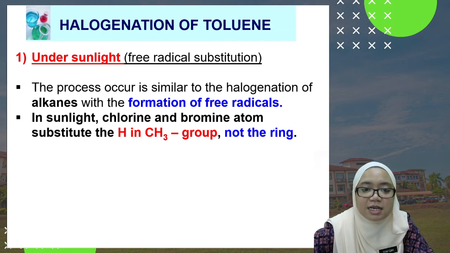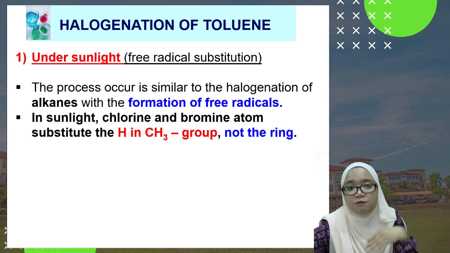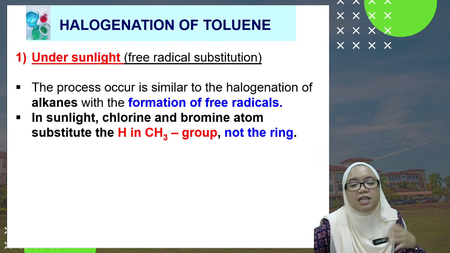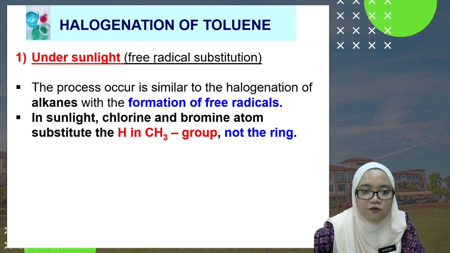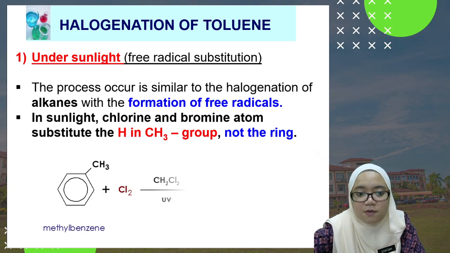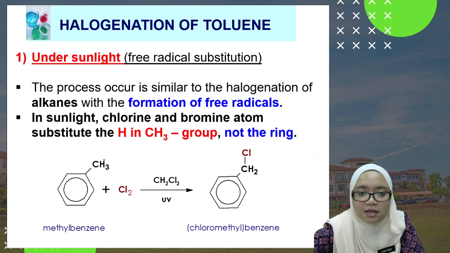And this process is similar to the halogenation of alkane that we learned in the previous chapter. Okay, so kita akan form the free radicals untuk halogenation of toluene ni. So in sunlight, chlorine and bromine atoms substitute the H in CH3 group, not the ring. So maksudnya yang akan undergo free radical substitution adalah carbon chain yang dekat luar ni, bukan dekat benzene ring. So benzene ring dia tak undergo free radical substitution.